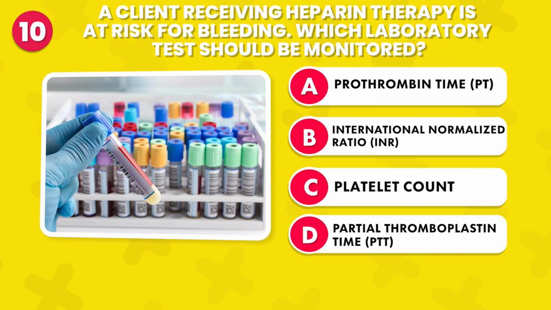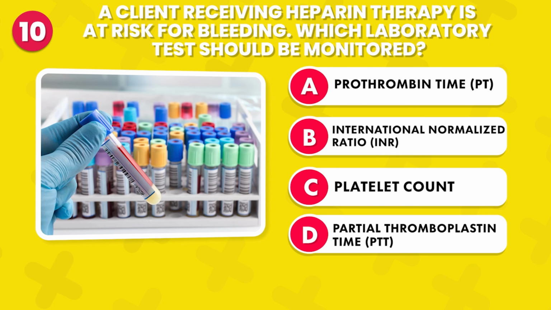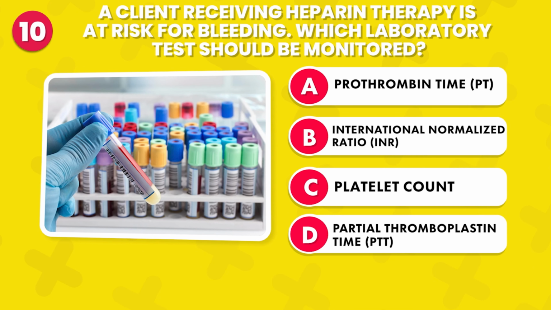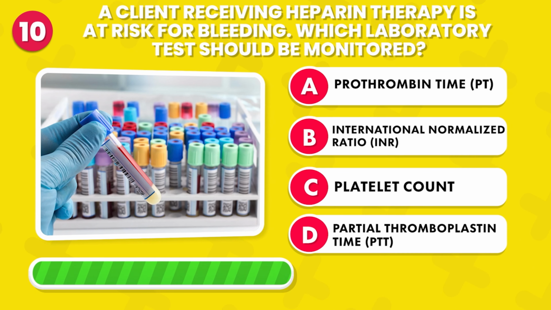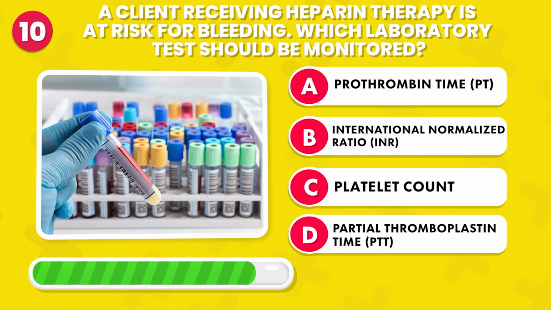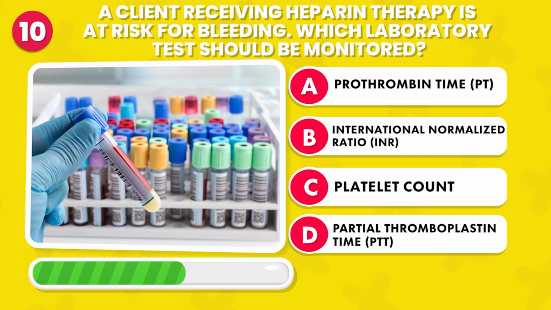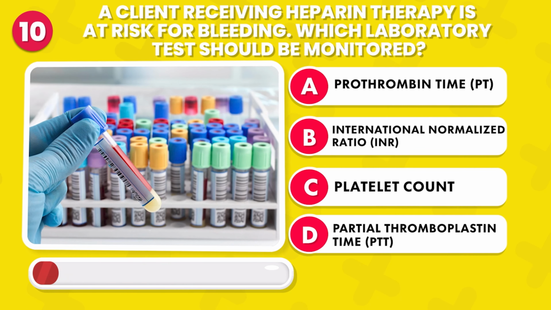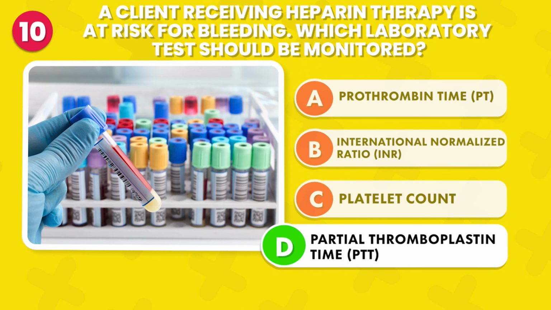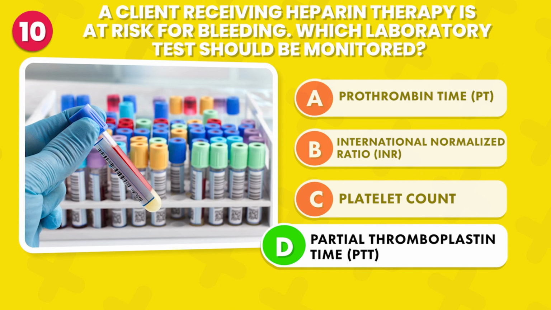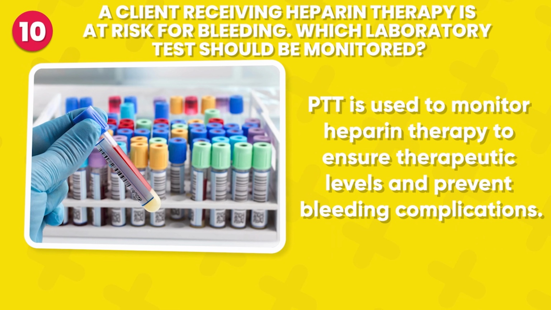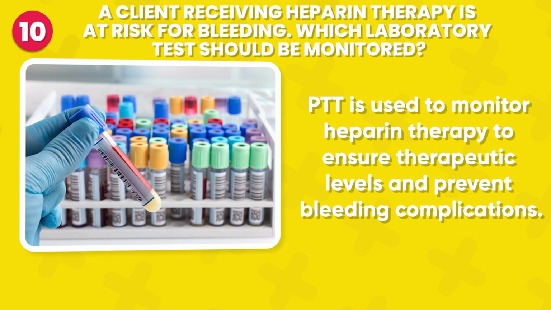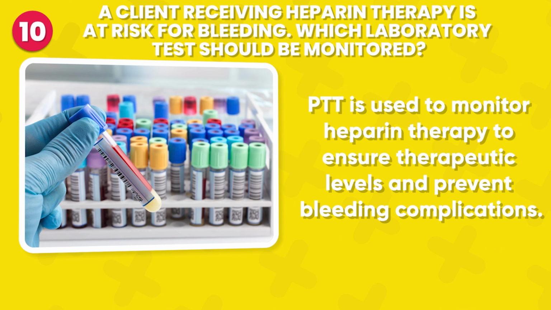A client receiving heparin therapy is at risk for bleeding. Which laboratory test should be monitored? A. Prothrombin time, PT. B. International Normalized Ratio, INR. C. Platelet count. D. Partial thromboplastin time. It's D. Partial thromboplastin time, PTT. PTT is used to monitor heparin therapy to ensure therapeutic levels and prevent bleeding complications.